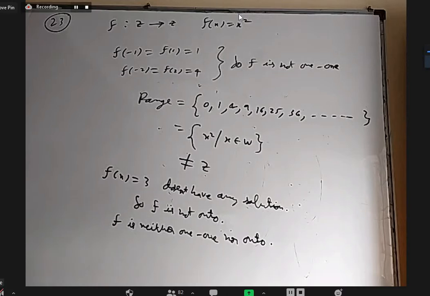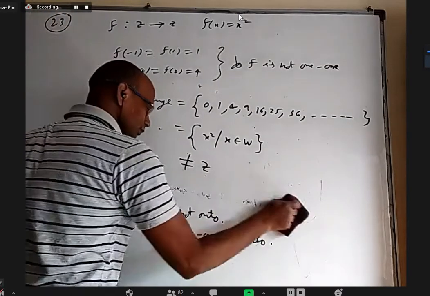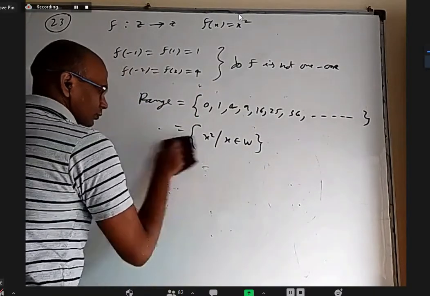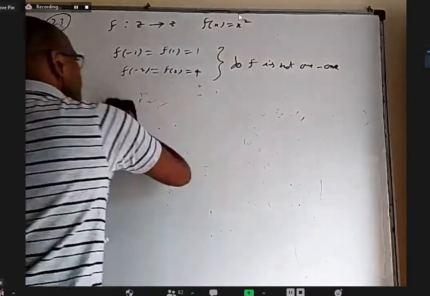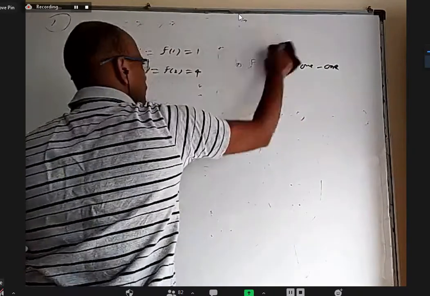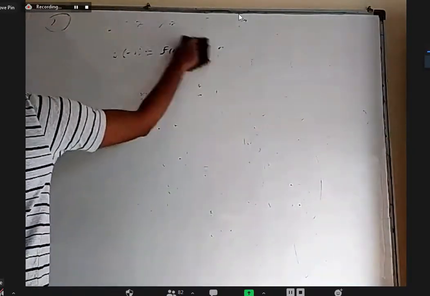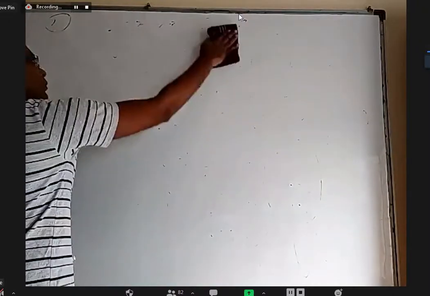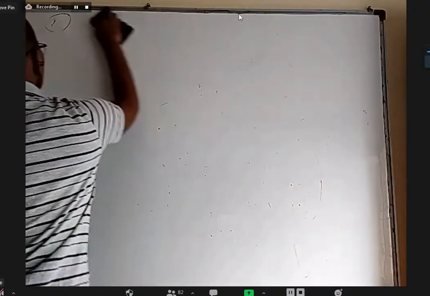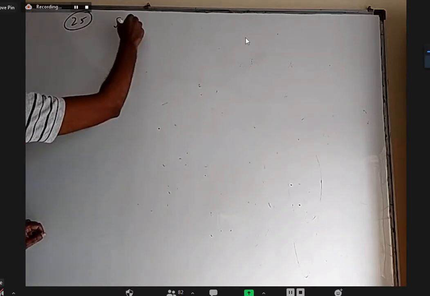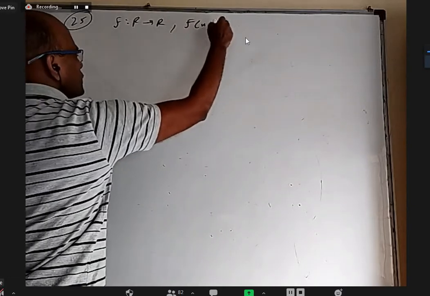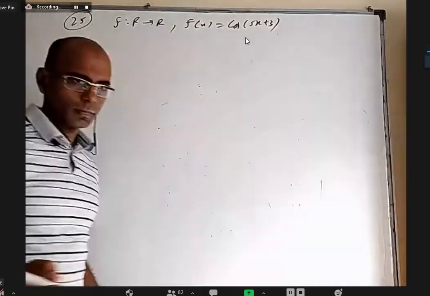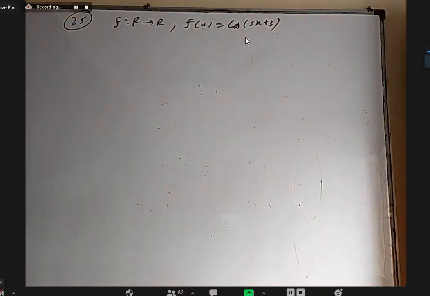All right, let us see 25. The function is, f is a function from R to R, set of real numbers to set of real numbers, and f of x is cos 5x plus 3. Okay, anybody want to comment whether it is 1-1 or not with an explanation?